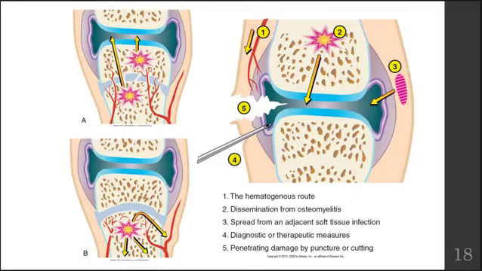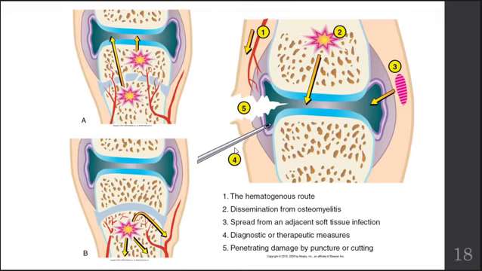Infection can also reach the joints, and this is referred to as septic arthritis. And there are many different routes that are shown here. So we have the hematogenous route where it reaches the joint through the blood. Bacteria can reach the joint through the blood. Dissemination from osteomyelitis. So let's say somebody has osteomyelitis and it can move and travel into the joint itself. There can be spread from adjacent soft tissue infection. So that's showing you 3 here. If there's an infection in the soft tissue that's close to the joint, it can cause septic arthritis.